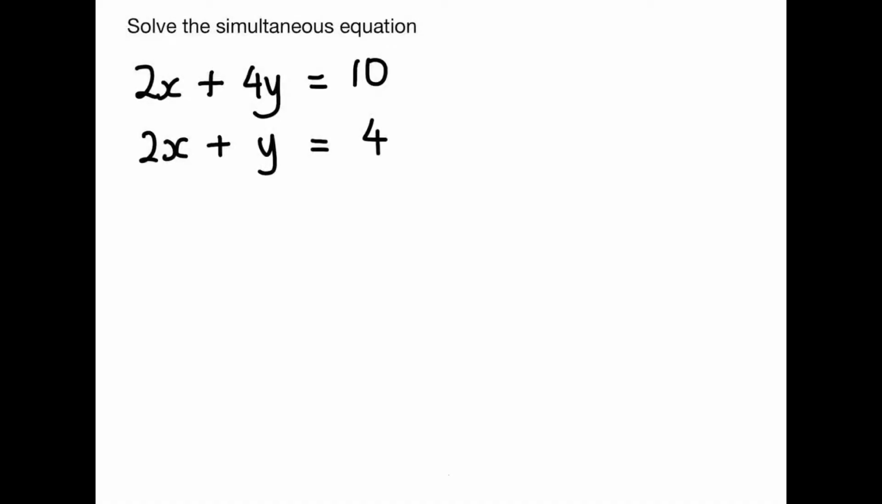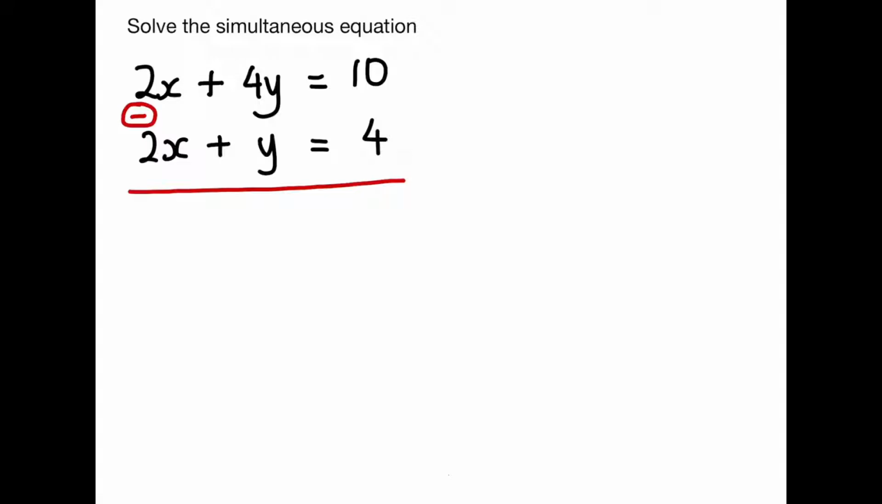Hey guys, so today's video is simultaneous equations. We have two equations, and what we want to do is find the values of x and y, and we do that through simultaneous equations. So the first thing we have to do is eliminate x or y. In this situation, it would be easier to eliminate x because the coefficient in front of x, i.e. 2, is the same. So we have 2x here, and we want to get rid of it.